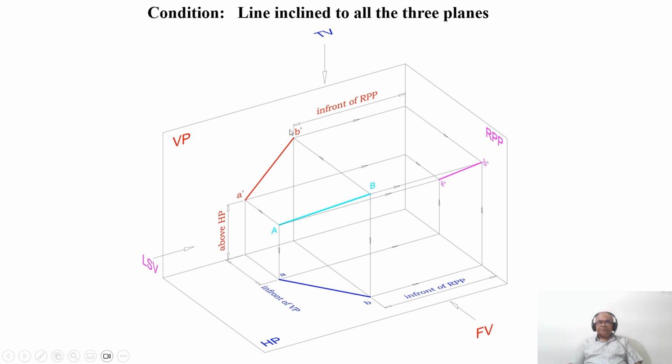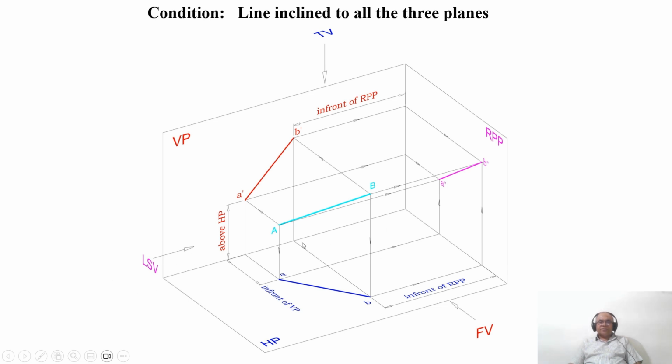It is at some other distance. Similarly, the endpoint of A and the endpoint of B are not at equidistance from the profile plane also. B dash is in front of RPP by this distance, whereas A dash is in front of RPP by this distance. Similarly, A is in front of RPP by this distance, and B is in front of RPP by this distance. Therefore, in none of these three planes are you getting the true length.